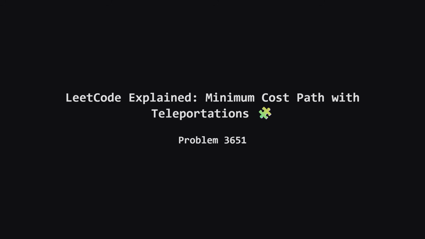Hello everyone, welcome back. Today we're tackling a hard problem called minimum cost path with teleportations. This is a really interesting grid problem because it combines standard movement with a special teleportation ability that has some unique rules. It might sound complicated at first, but we'll break it down step by step and see how a clever dynamic programming approach can solve it efficiently.